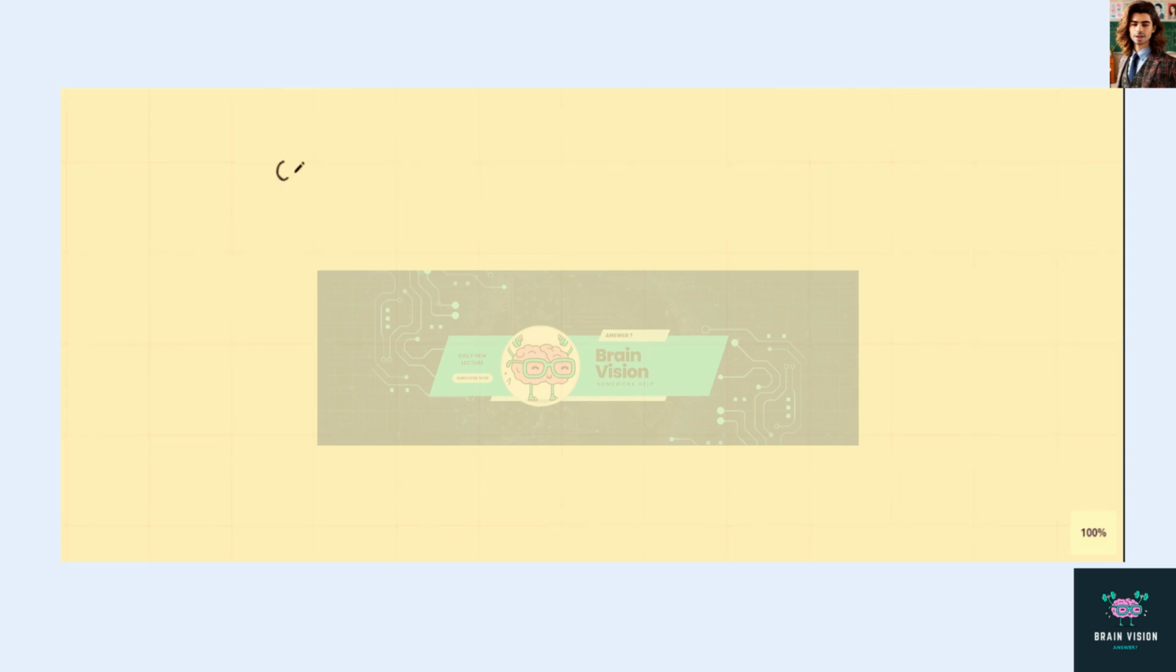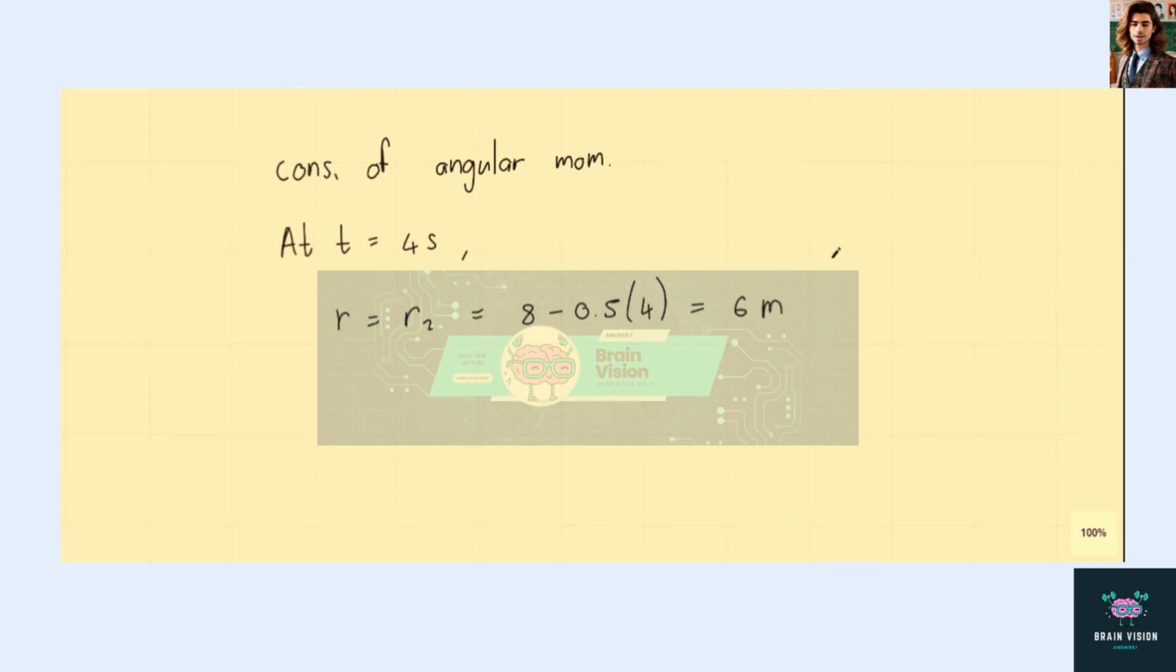So we'll first apply the conservation of angular momentum. And we know that at t is equal to 4 seconds, the radius r, which we'll call r2 after the 4 seconds has elapsed, is the initial radius 8 minus 0.5 times 4. And this is 6 meters. So r after 4 seconds is now 6 meters.